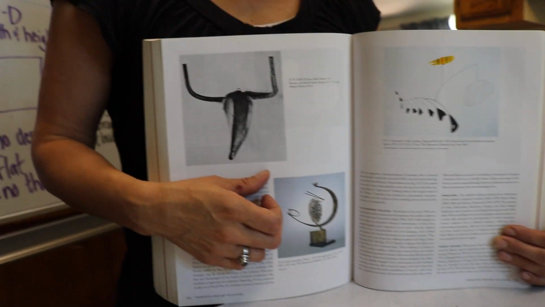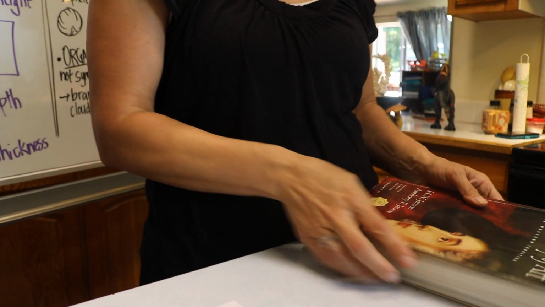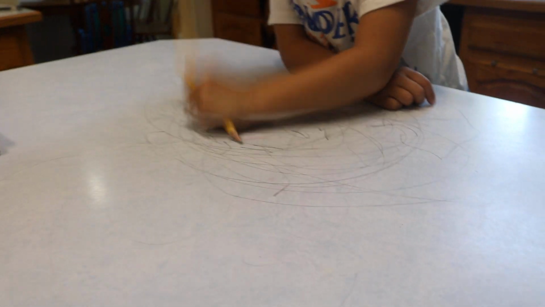Okay? So this is form. And these are examples of form in their varied ways. And this is two-dimensional art right here.